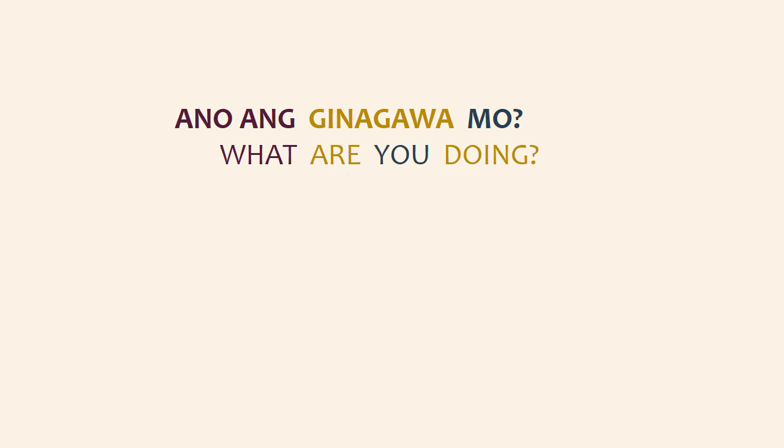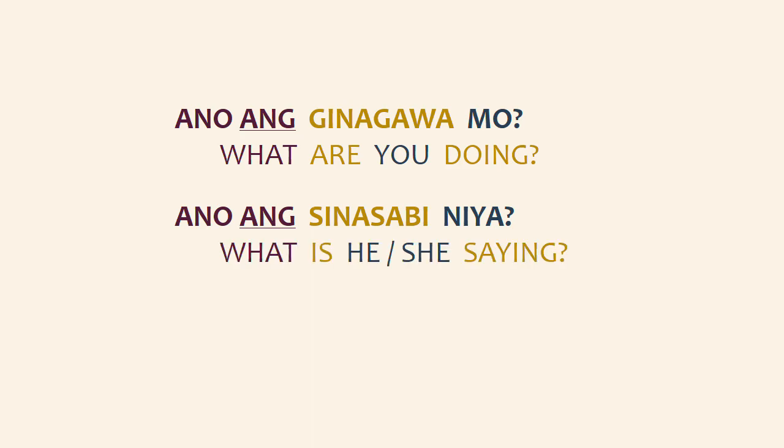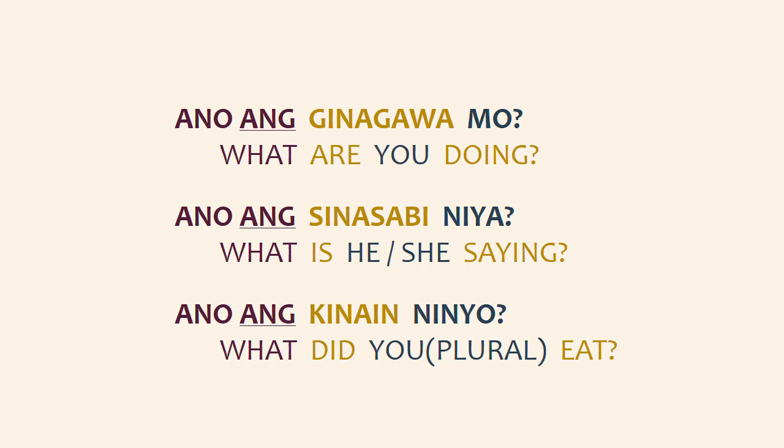Now, if you're using verbs, you add ang. So, for example, you want to say, what are you doing? You say, ano ang ginagawa mo? So, we added ang before the verb or action. Isa pang halimbawa, ano ang sinasabi niya? What is he or she saying? Ano ang kinain ninyo? What did you eat?